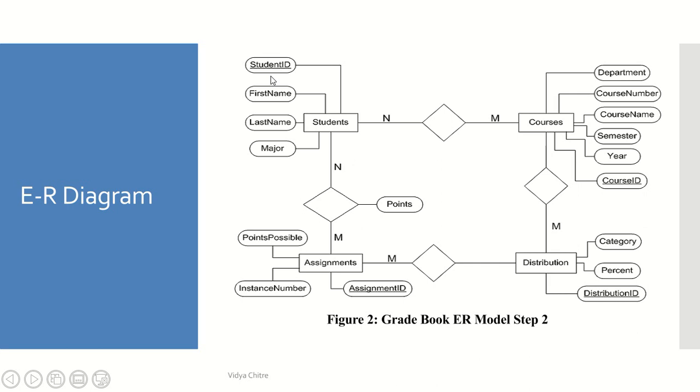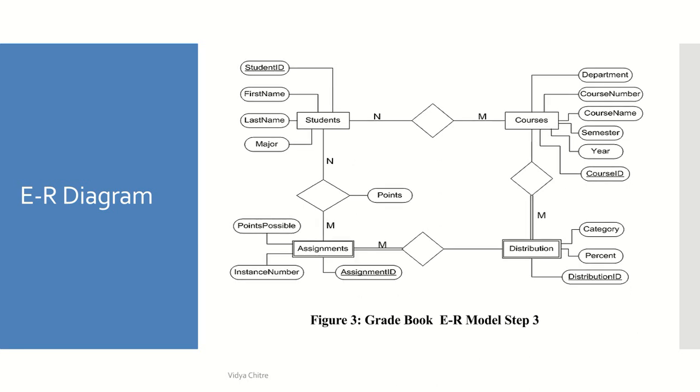Now, the next thing is we have to find out the primary key of each and every table. So primary key is nothing but the identifier of that particular entity. Now for students, student ID is going to be a primary key, so that we are showing by the underline. Similarly, for the courses, course ID is going to be primary key. For distribution, distribution ID is the primary key. For assignment, assignment ID is the primary key. So everything we are showing it with the underline.